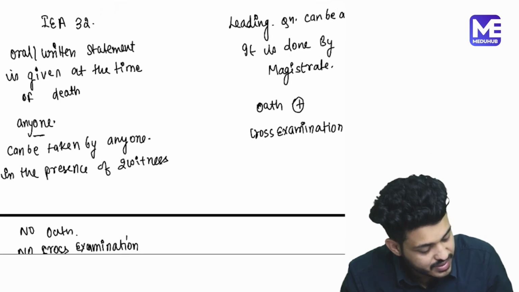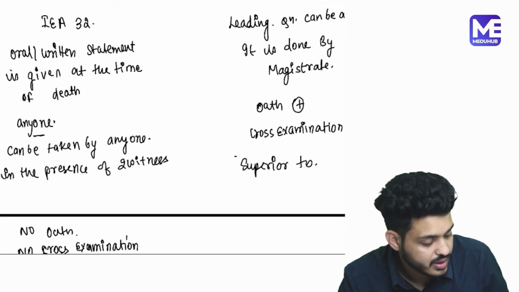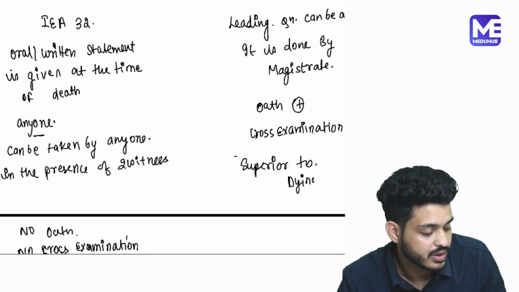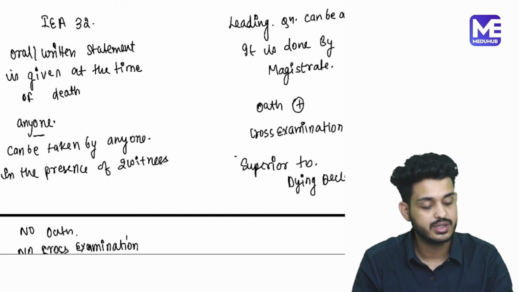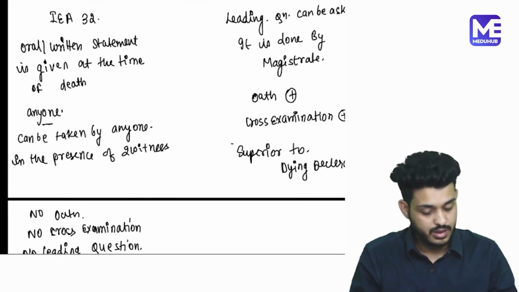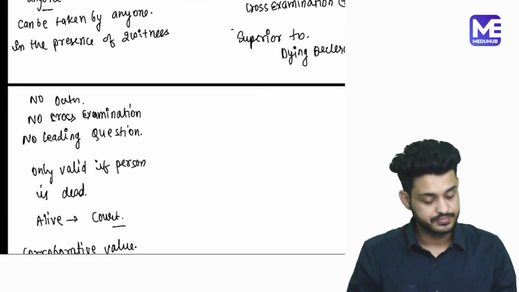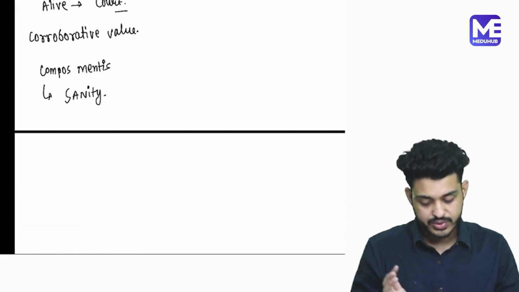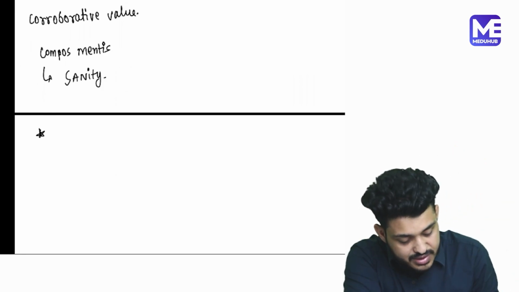And this one is your superior. This one is superior to dying declaration. All right. So, dying deposition and dying declaration, two things. Now we are going to see certain points that have been left. We are going to see some miscellaneous points.